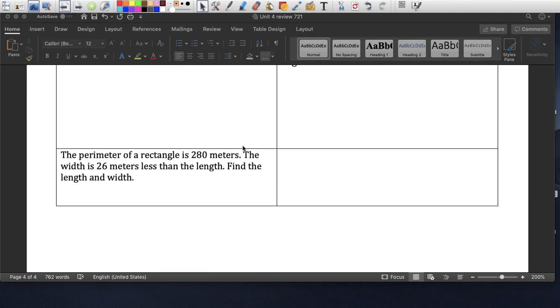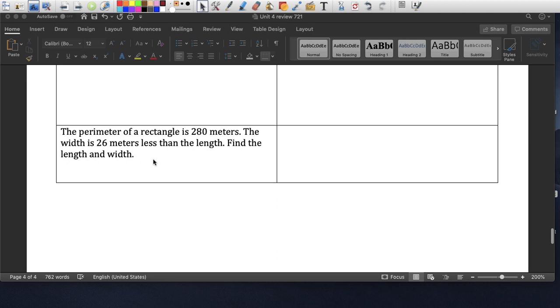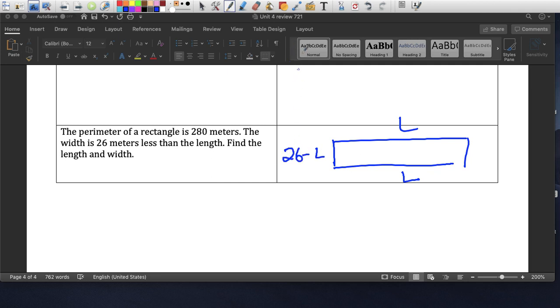Perimeter of a rectangle is 280. The width is 26 meters less than the length. Find the length and the width. Last question, yay. So again, let me take a look at this rectangle here. The perimeter of the rectangle is 280. Do I know anything about the length? No, so I'm just going to call it L. The width is 26 meters less than the L, which is a turnaround word, so I'm going to rewrite it as L minus 26.